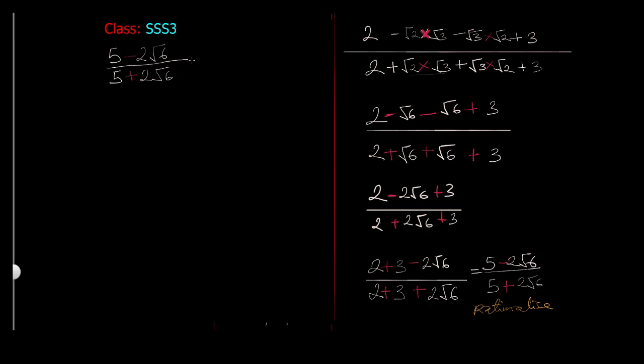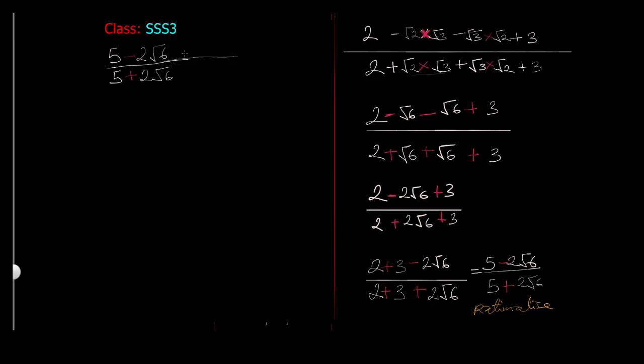Then we bring in multiplication, and that will be 5 minus, this time around it will change to minus. No, let's keep this conjugate very well. I would love us to keep it.